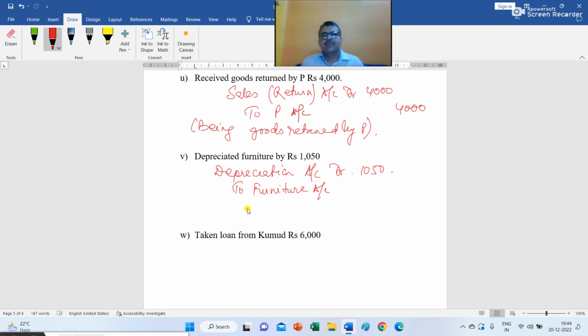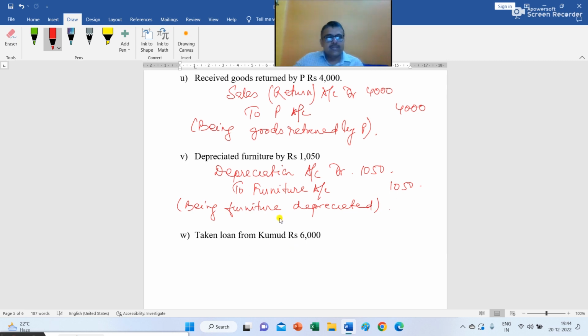So whenever there is a depreciation on any asset, your asset account gets credited and depreciation account is debited. Please remember this journal, depreciation account debit to asset. So depreciation account debit to furniture 1,050, being furniture depreciated.